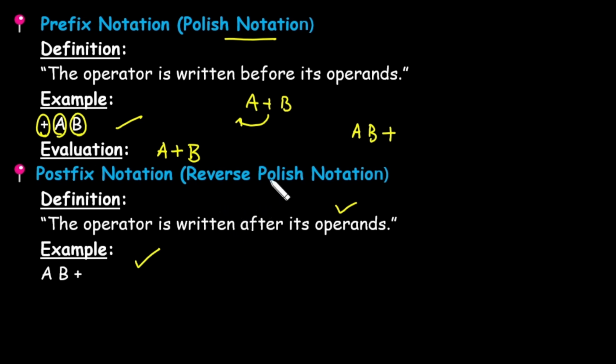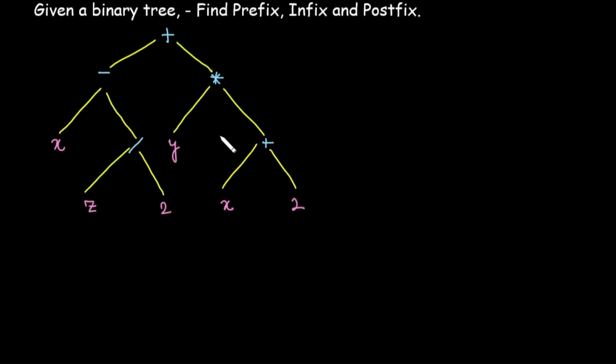Now let's learn how to write the prefix, postfix and infix from the given binary expression tree. For the given binary tree we need to find its prefix, infix and postfix. Prefix means we need to visit this tree in pre-order. So the first step is to write the pre-order of this tree, and that will give the prefix of this binary tree. First we will label the vertices.